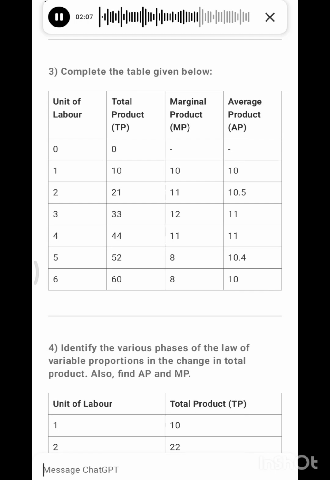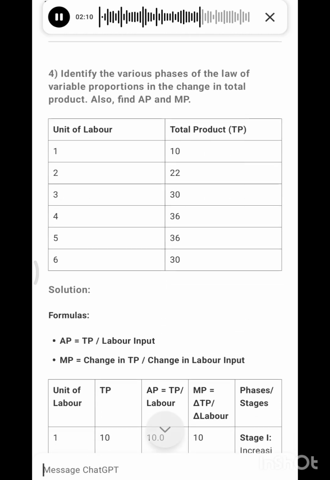4. Identify the various phases of the law of variable proportions in the change in total product. Also, find AP and MP. Unit of labor, total product TP: 1, 10; 2, 22; 3, 30; 4, 36; 5, 36; 6, 30.